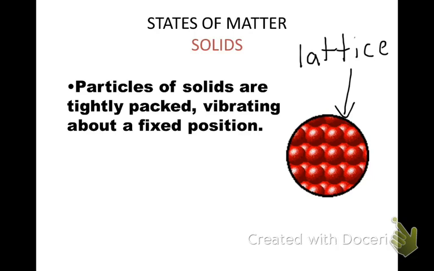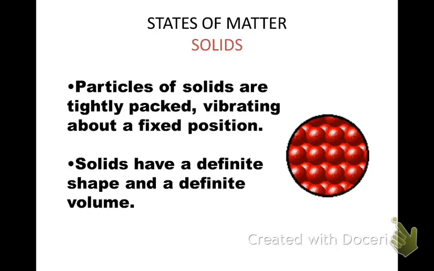And what happens is solids have a definite shape and a definite volume. So they always have a definite shape and a definite volume. Okay, so take those notes down. Probably the most important thing is that solids have a definite shape and a definite volume.